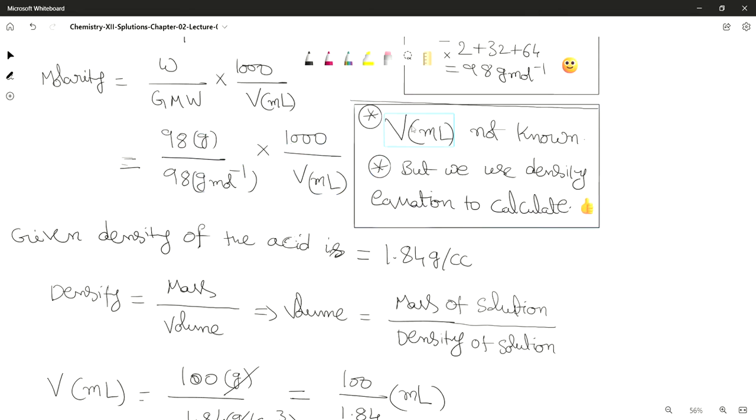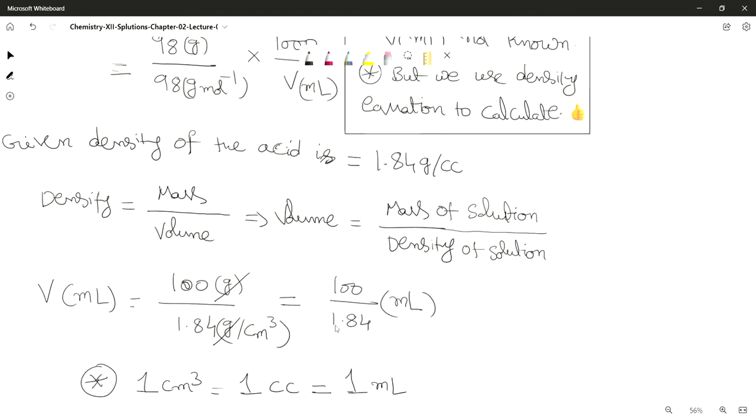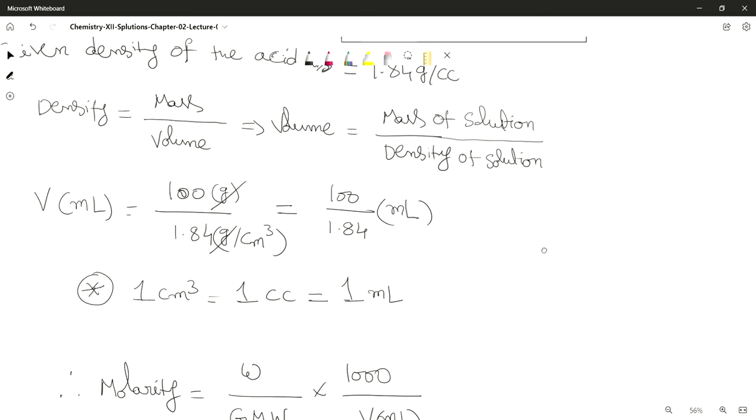But you don't know the volume of the solution, but we can use the density to evaluate that. The given density of the acid is 1.84 gram per cc, right? The density is mass by volume. So the volume is equal to the mass of the solution divided by the density of the solution. And V mL is 100 grams divided by 1.84 gram per cc.